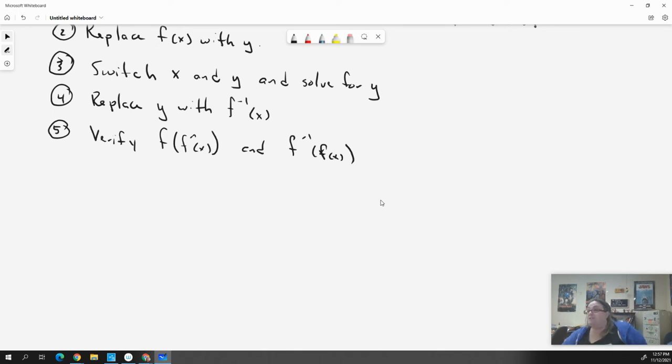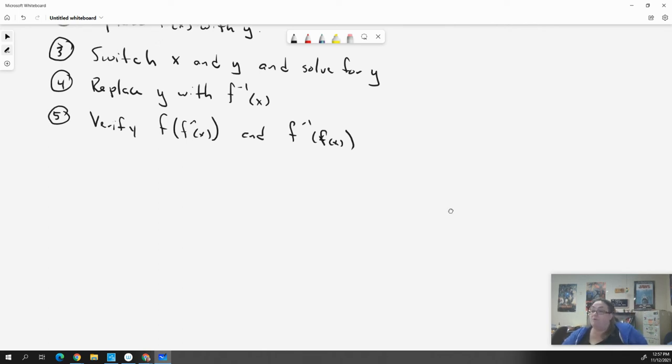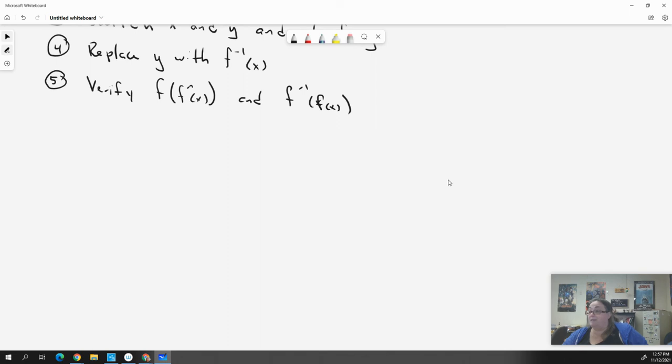So let's do a sample of this, and then you all will be free. Plus, we're almost out of time, right? So if I ask you to find the inverse of f of x equals 5 minus x over 3x plus 2.